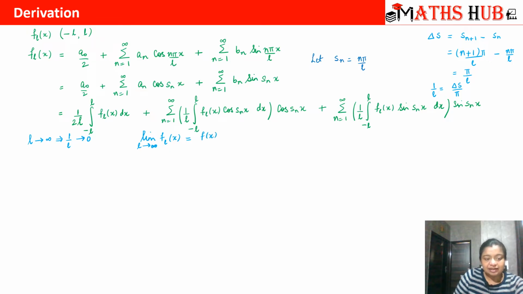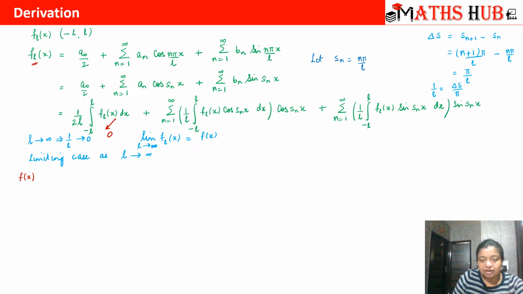So now let us take the limiting case as L approaches infinity, right? What are the changes that will occur? First of all, this function f_L(x) will become the function f(x) in the limiting case as L approaches infinity, right? Now look at the first term. The first term is 1 by L. So when L approaches infinity, 1 by L will approach 0. So this term goes to 0, right?